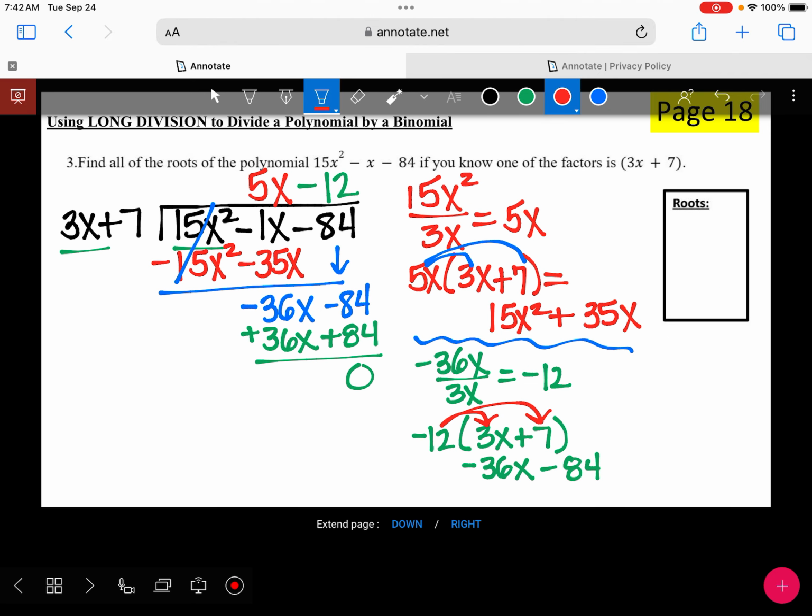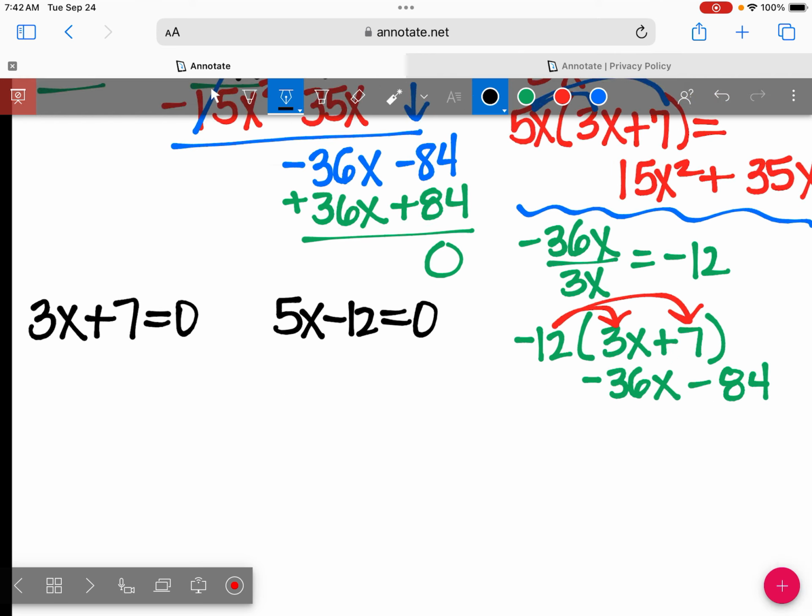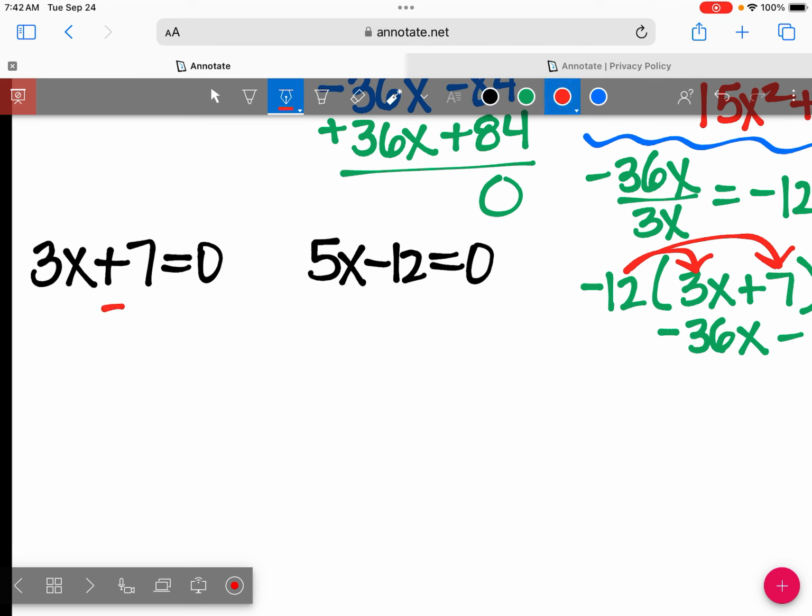All right, so now your last step is to set both of these equal to 0. Both that I have highlighted in pink. So both of your answers will be fractions this time. So we're going to take that 3x plus 7, set that equal to 0, and 5x minus 12, set that equal to 0. So for the first one, we have to subtract the 7. And we have to divide by 3.